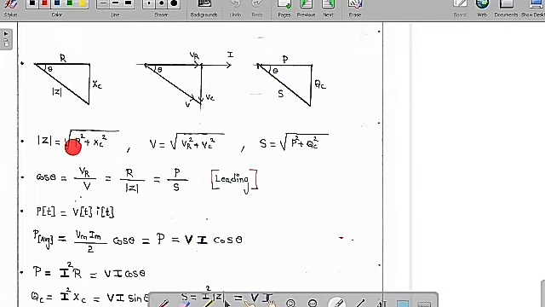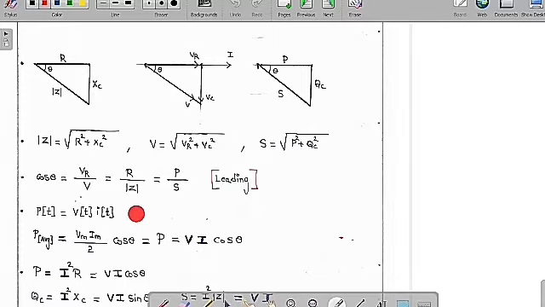By using the Pythagoras theorem, mod Z is equal to under root of R square plus X square, whereas V is equal to under root of VR square plus VC square, whereas S is equal to under root of P square plus QC square. And the power factor, cos theta, is equal to VR by V, which is equal to R by mod Z, which is equal to P by S, adjacent by the hypotenuse. It will always be leading, because the supply current leads the supply voltage by angle theta. So we call it the leading power factor.